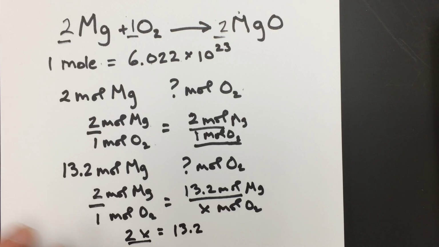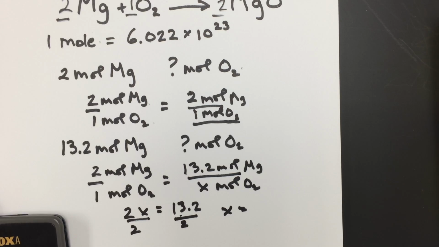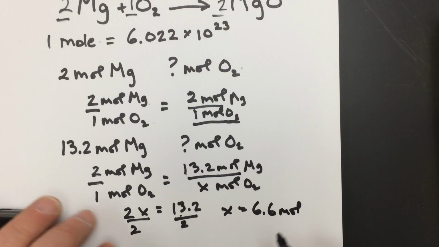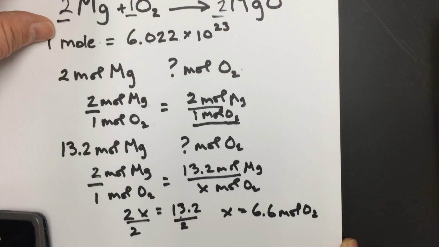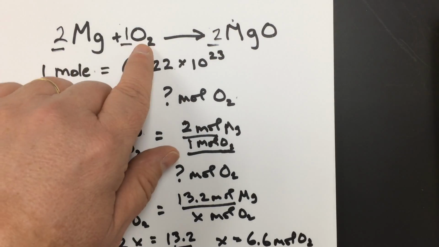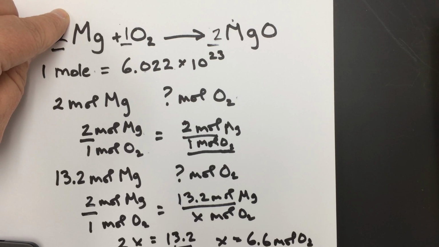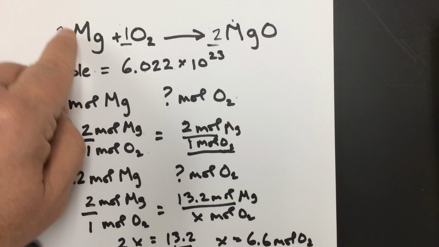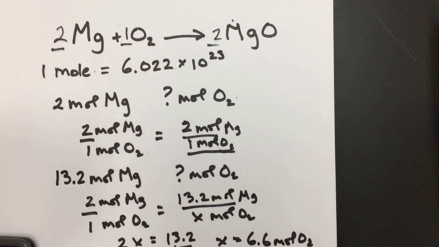And now I'm going to divide by 2, and I'm going to see that X is 13.2 divided by 2, which is 6.6 moles. Now what was I looking for? Oxygen. So in this case, it's a 2 to 1 relationship, and I have 13.2 of magnesium. 1 is half of 2, so I'm going to have half of 13.2 as my number of moles for oxygen.